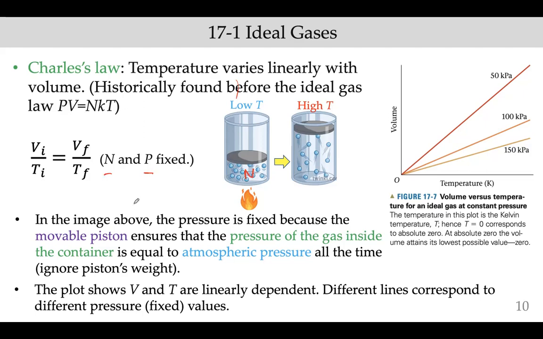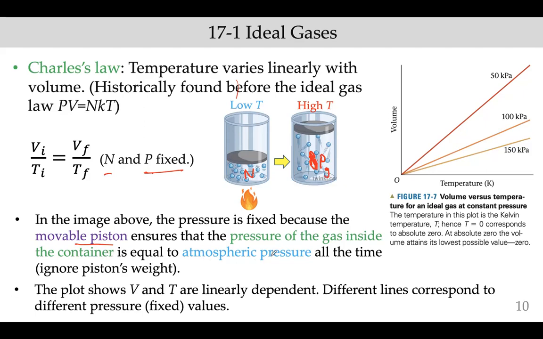Now, how do you fix P? You can heat this gas and the piston is free to move up and down. How do you keep it at the same pressure? Well, if you don't touch the piston, which means if you don't push it down or pull it up, then the pressure will be fixed, because basically the movable piston ensures that the pressure of the gas inside the container is, let's call it P gas.